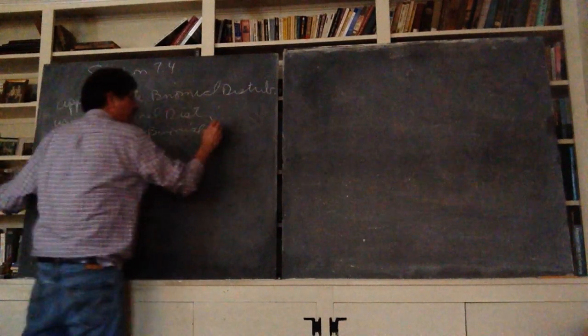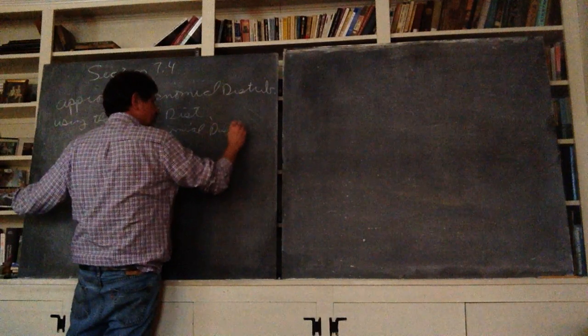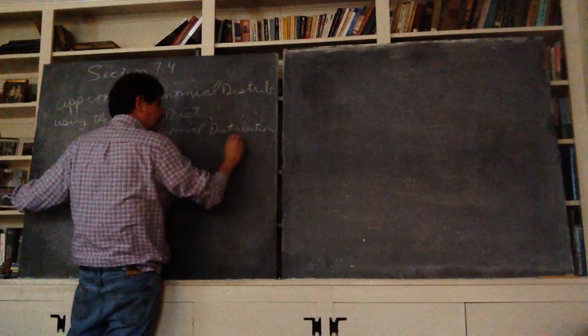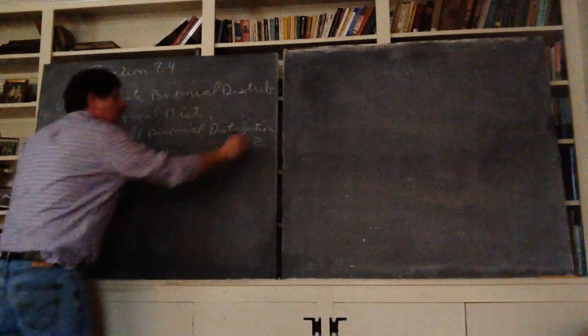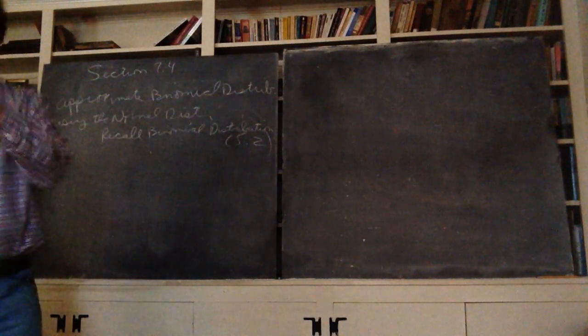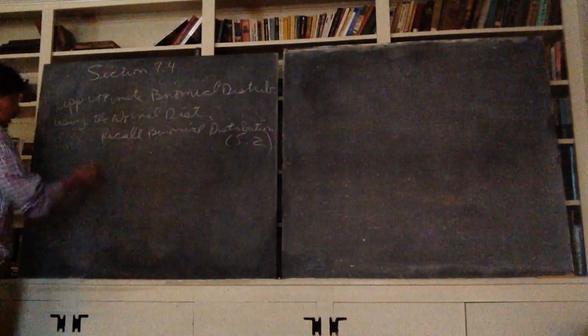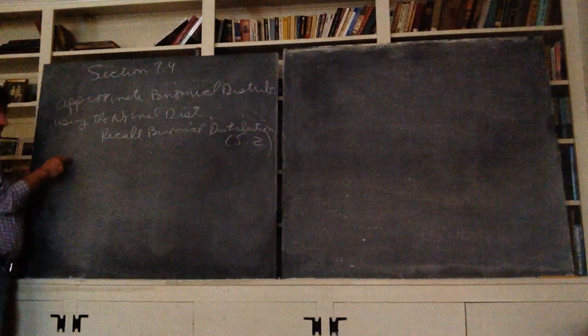This is section 5.2, distribution. And this is section 5.2. And I think the second and third problem on your quiz were binomial distributions. It'll be on the final, and so will this section.